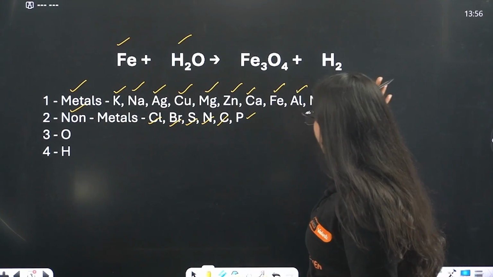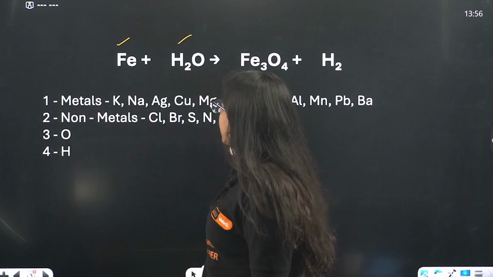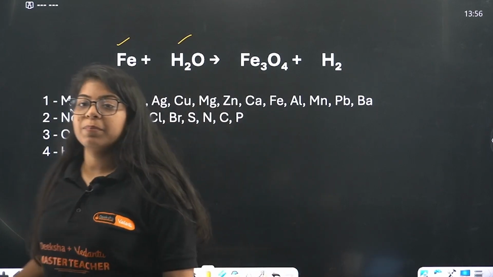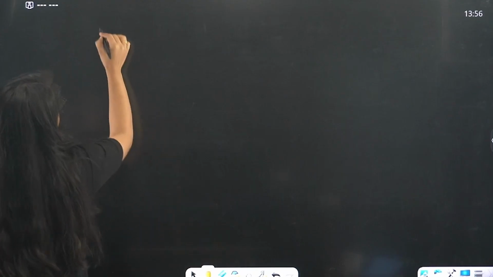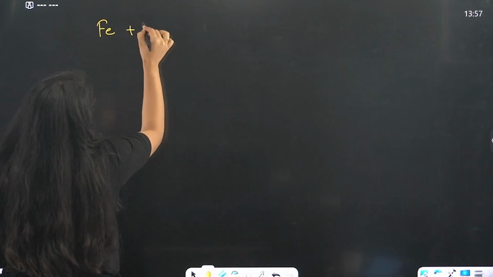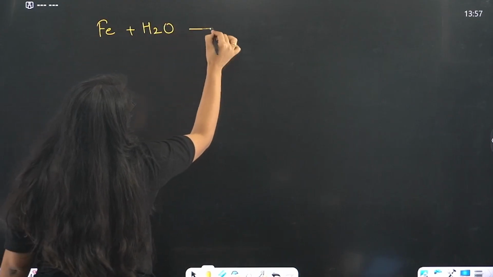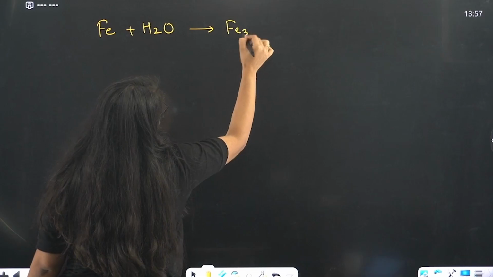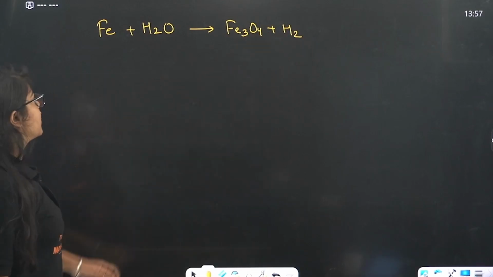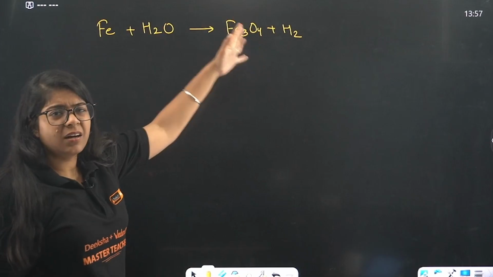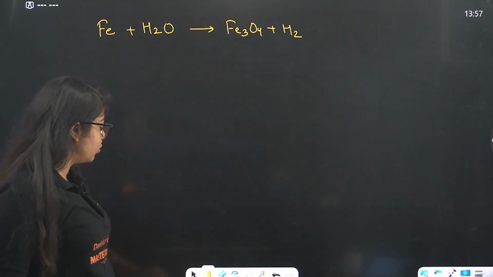Now, let's look at this particular equation. Iron plus water gives iron oxide Fe3O4 plus hydrogen. Now I have to balance this. Iron is 1 here, iron is 3 here, everything is so unbalanced, so out of place.